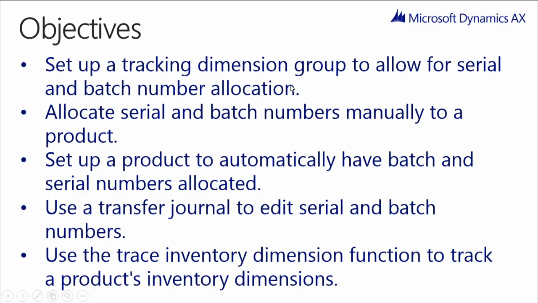Let's review the objectives for this module. We'll set up a tracking dimension group to allow for serial and batch number allocation. We'll allocate serial and batch numbers manually to a product. We'll set up a product to automatically have a batch and serial number allocated. We'll use a transfer journal to edit serial and batch numbers. And finally, we'll use the trace inventory dimension function to track a product's inventory dimensions.